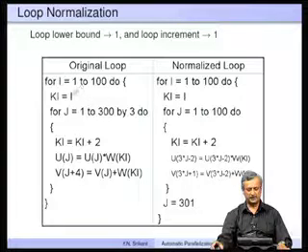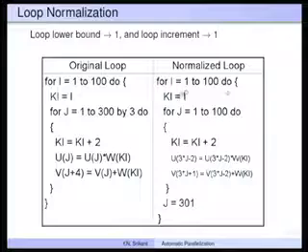So, in both loops the loop lower bound is indeed 1. So, this is i equal to 1 and this is j equal to 1. So, that is satisfied already, but the loop increment is not 1 in both the loops. In this loop it is 1, but in this loop it is 3. So, we want to change the loop to look as in this picture: for i equal to 1 to 100 do, k i equal to i, for j equal to 1 to 100 do. So, we want to change the increment to 1.